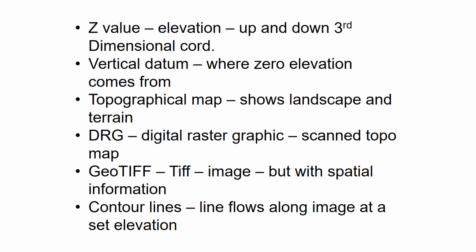Z value is elevation. It's the 3rd coordinate. Vertical datum is where 0 elevation comes from. Topo maps show landscape and terrain. DRGs are digital raster graphics. These are basically scanned topo maps. A geotiff is an image, but it has some spatial information. Contour lines flow along an image at a set elevation.